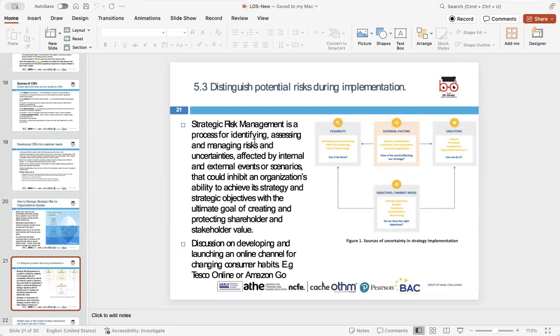However, launching new channels introduces various sources of uncertainty that must be managed, such as the feasibility of the project, external factors like competition, the execution of the strategy, and whether the new initiative aligns with the company's overall objectives.